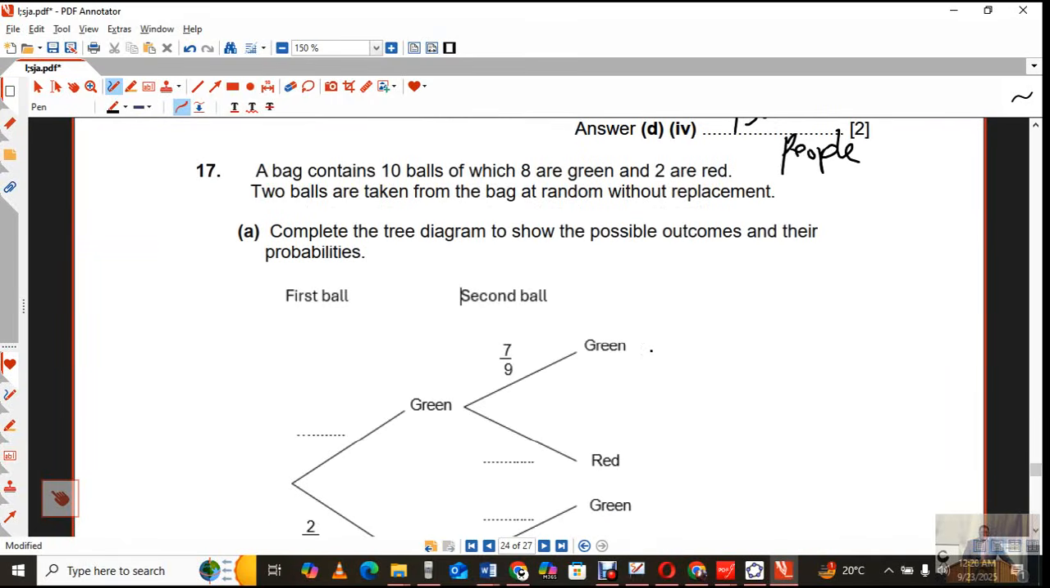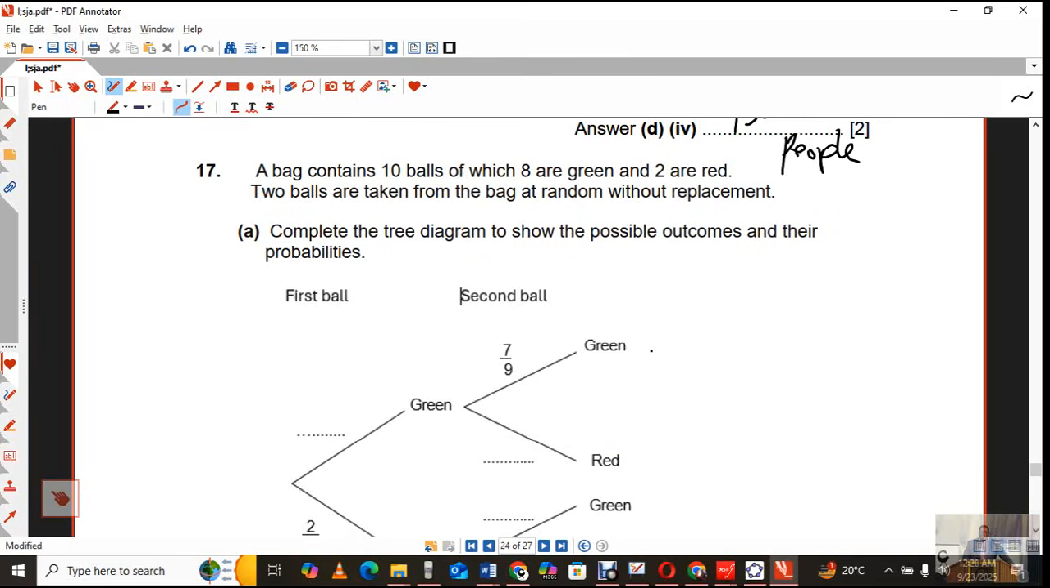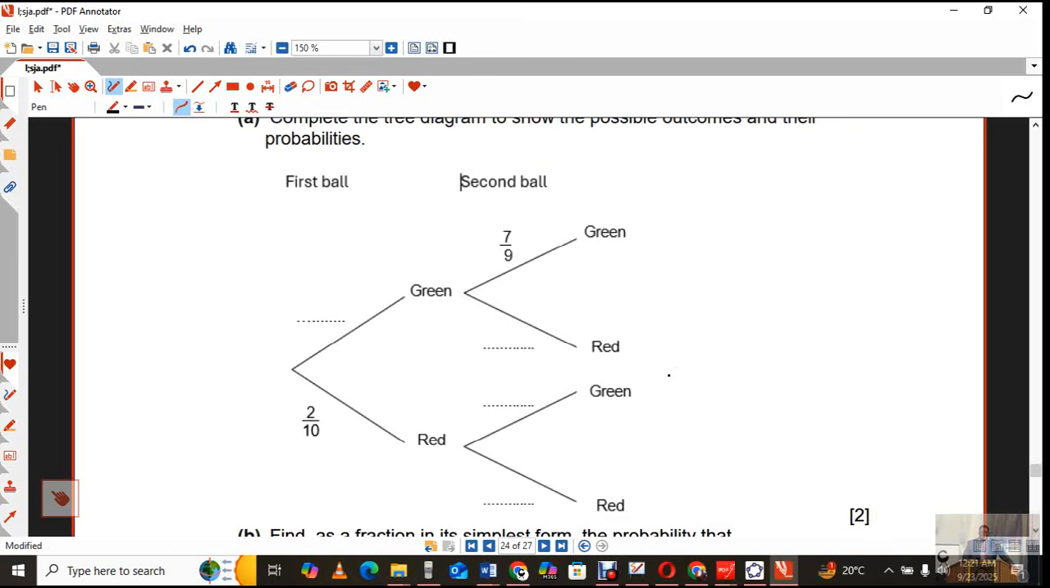Right, question 17. A bag contains 10 balls, of which 8 are green and 2 are red. So we have got 8 green. This is actually very easy to complete. If this is 2 out of 10, this one must be 8 out of 10 because they should add up to 1. Are we together? If this is 7 over 9, this one here has to be 2 over 9. And how do you get it? You just say 1 minus 7 over 9. That will give you 2 over 9. How did you get this one here? You just say 1 minus 2 over 10. That's how you get it.